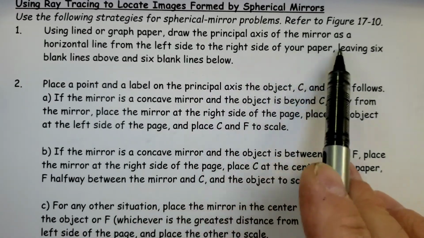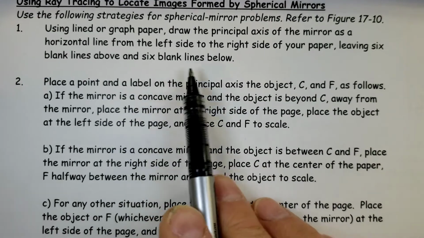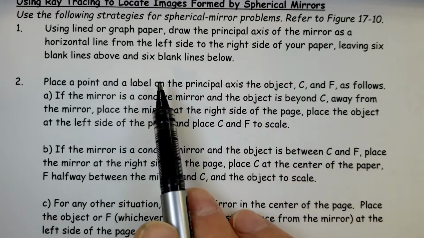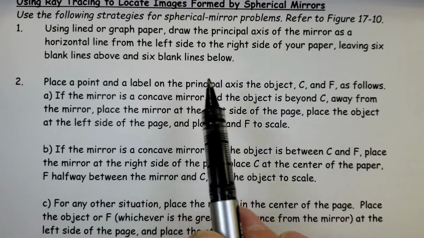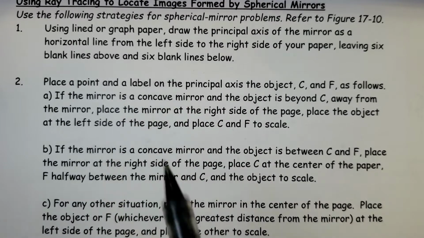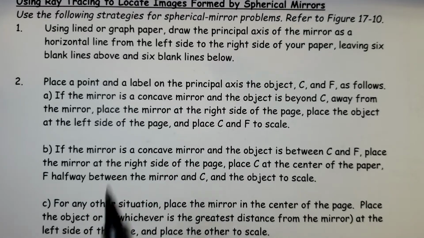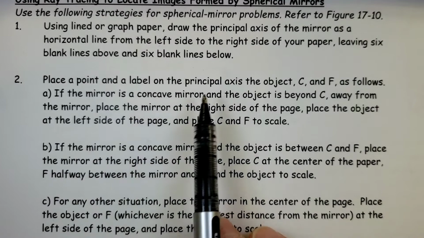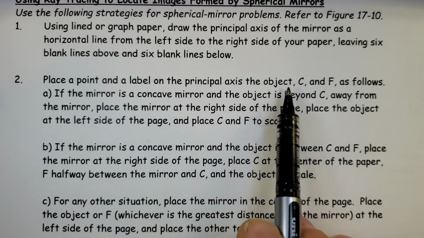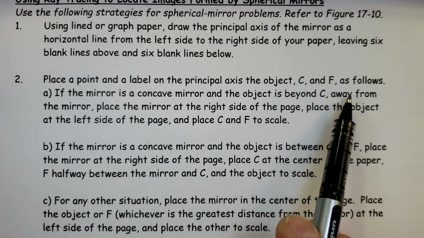Draw the principal axis of the mirror as a horizontal line from left to right of your paper, leaving 6 blank lines above and 6 blank lines below, just so we have enough room above and below to draw that. Place a point and label on the principal axis the object, C and F, as follows.